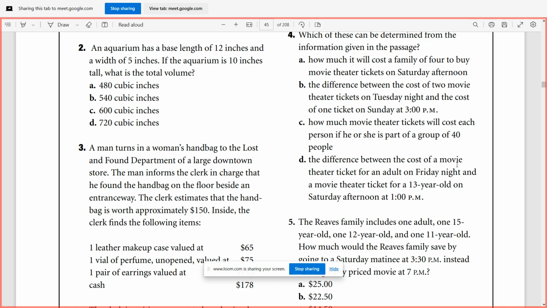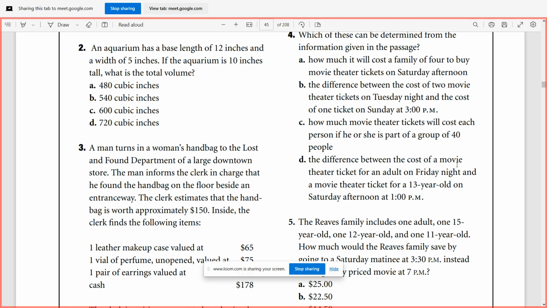And then it tells us the aquarium is 10 inches tall. So I'm just going to write that here. So it's 10 tall, 12 long, and 5 deep, or think of it as 5 wide. Okay, two different ways to think about finding the volume of something. If I kind of picture the base of it here, one way is to find the area of the base and then take that times the height.